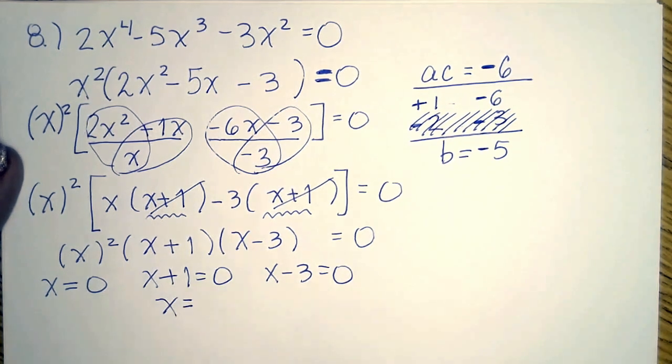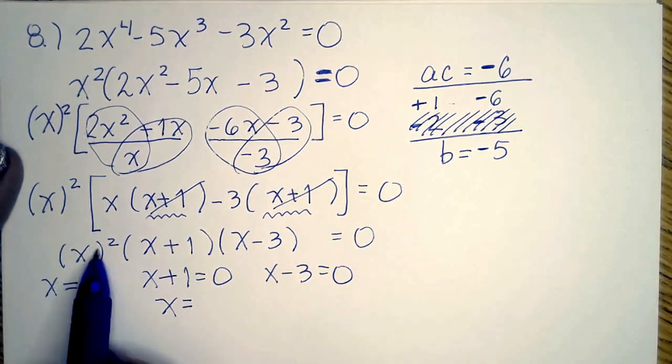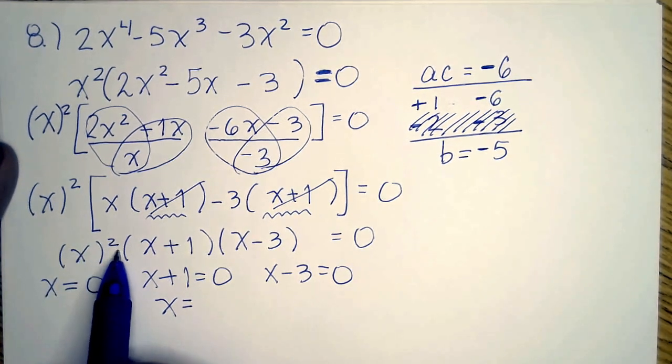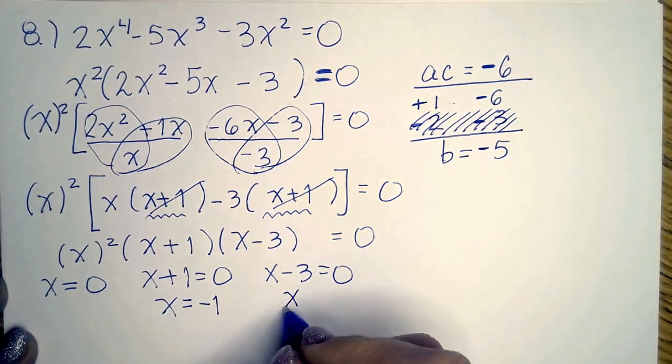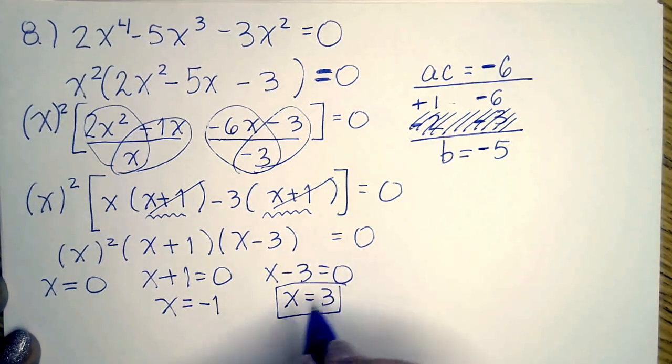Yes. What do you do? So right now we just set the inside equal to 0. I'm going to tell you what that means in a second because it's going to tie all together. So I subtract 1, I get -1. I add 3, I get 3. So are you guys okay with this part so far?